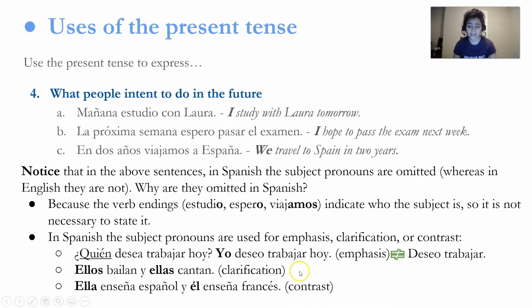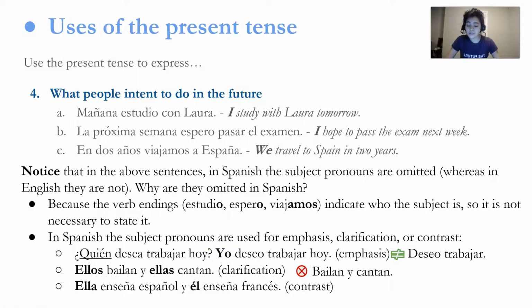So, for example, saying, ¿quién desea trabajar hoy? Yo deseo trabajar hoy is not the same as saying, deseo trabajar hoy. Deseo trabajar hoy is I want to work today. But when you put the subject pronoun explicitly, you're saying, it's me, I do want to work today, right? So you're using it for emphasis, I.